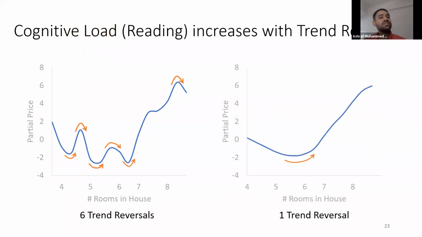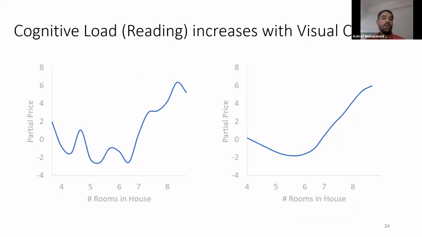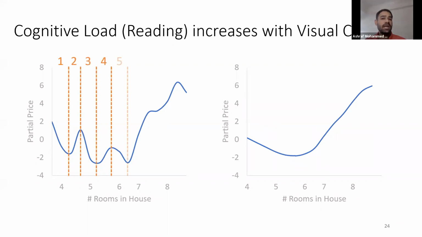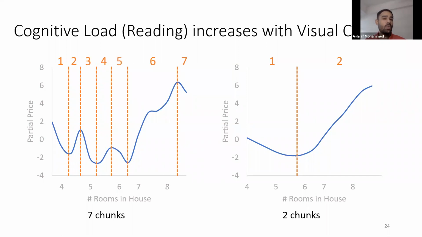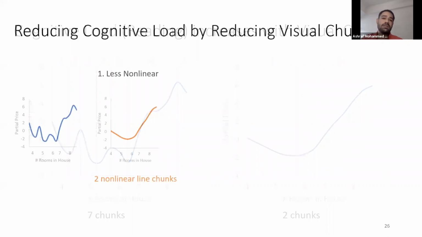So what previous research tells us is that cognitive load of reading the graph increases as the number of trend reversals increase. And as you can see, the graph on the right does seem a little easier to read. This is because users visually chunk the graphs into approximately linear segments while they are trying to understand the graph. And since the graph on the left has 7 approximately linear segments, it takes much longer to read than the graph on the right. So to reduce cognitive load, we need to reduce the number of chunks in a graph.